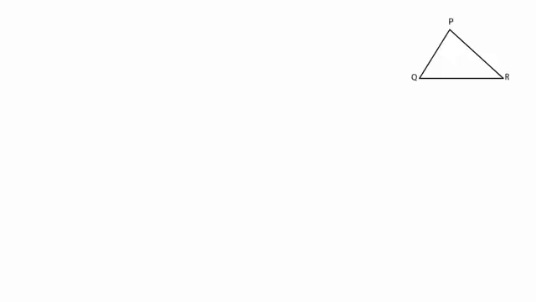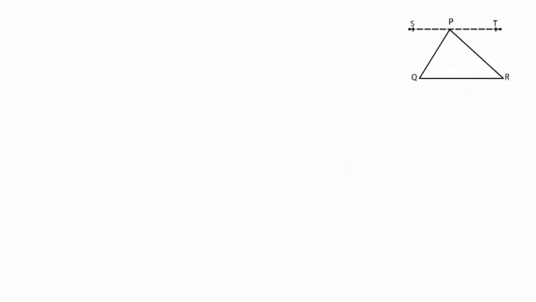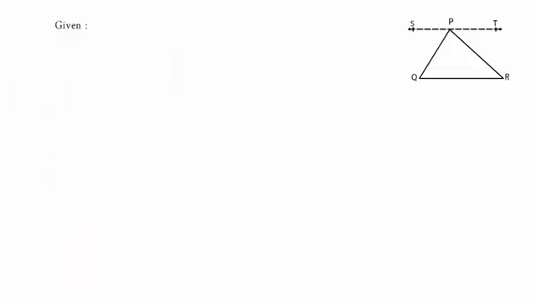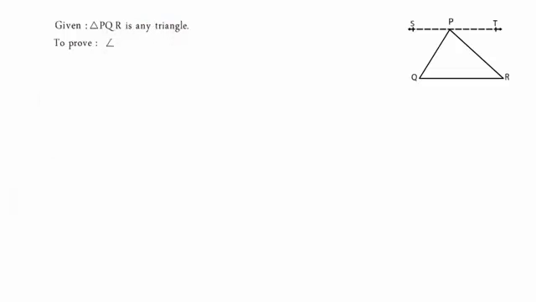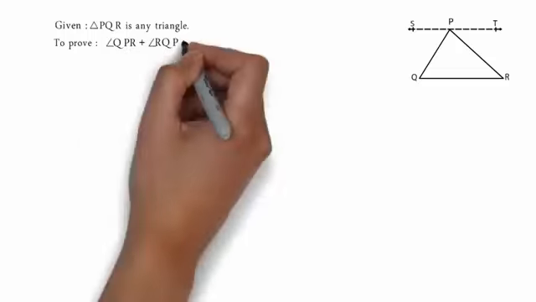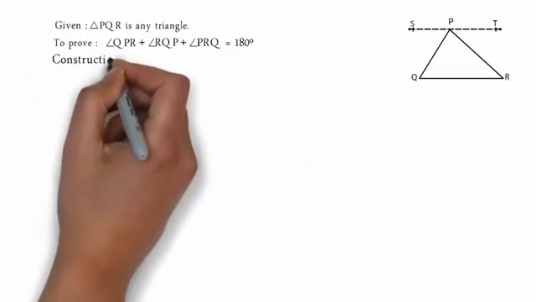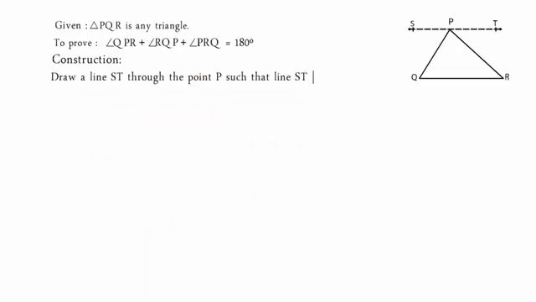After drawing the triangle, we are going to draw a line passing through point P such that line ST is parallel to side QR. Given, triangle PQR is any triangle. To prove, angle QPR plus angle RQP plus angle PRQ is equal to 180 degrees. Construction. Draw a line ST through the point P such that line ST is parallel to side QR.